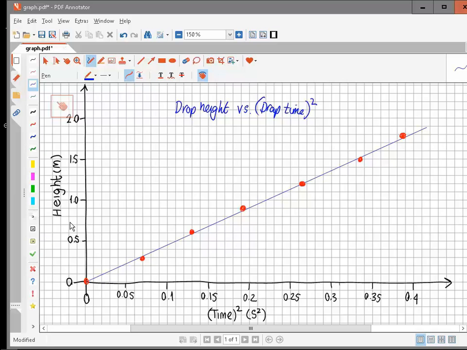And that's the end of our graphing. We now have our data calculated and graphed, and we can now look at it and start to draw conclusions from it.